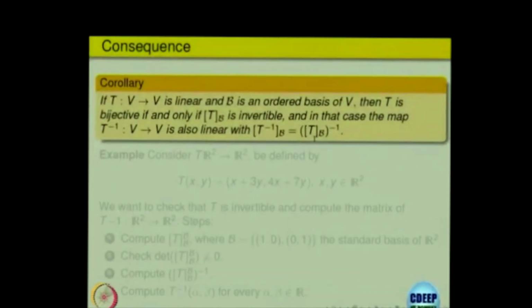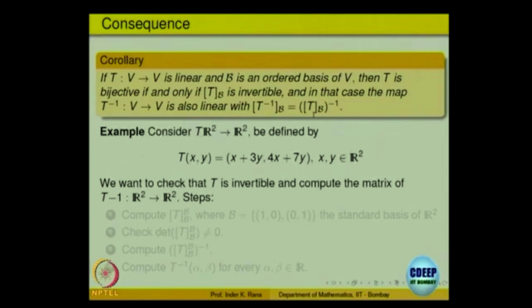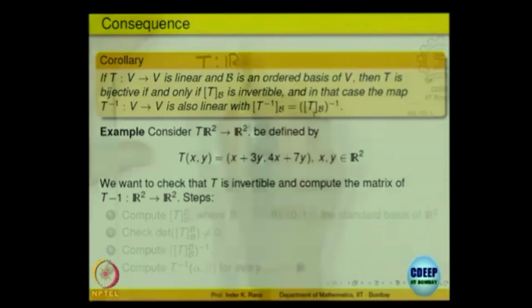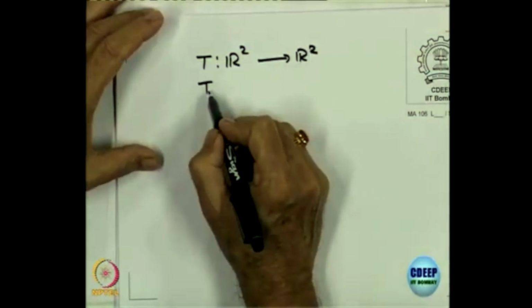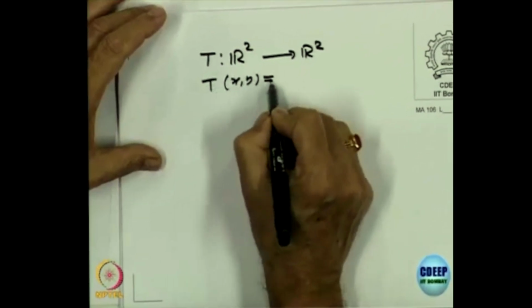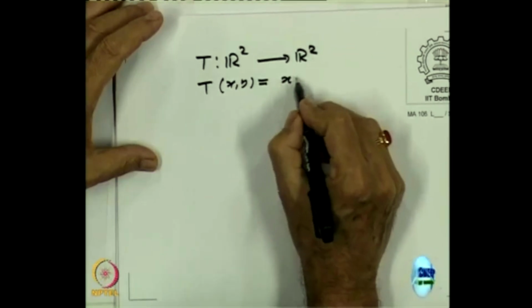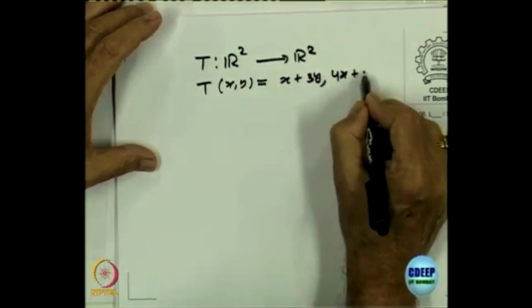So let us try to do one example of this again to see what is happening, to understand. So we will do this example so that you feel comfortable in computing things. T is from R2 to R2, T of (x, y) is (x plus 3y, 4x plus 7y).